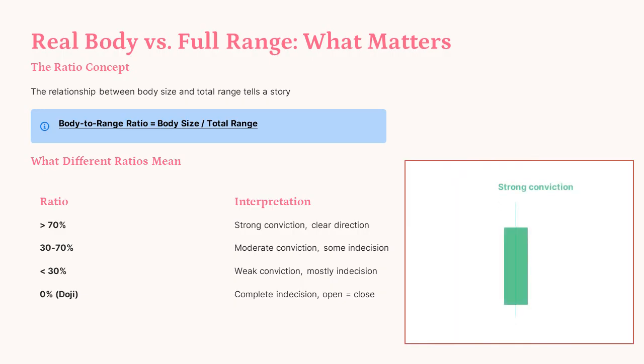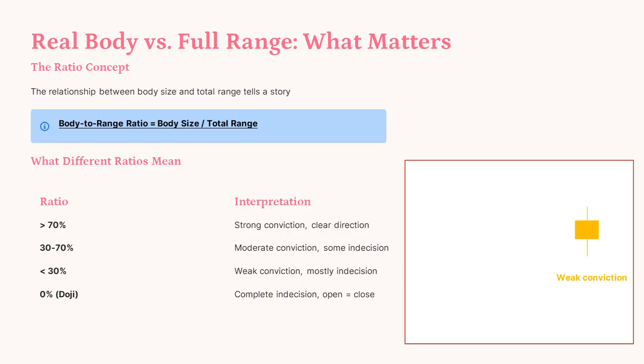A high ratio, above 70%, means the body takes up most of the candle. This shows strong conviction. The winning side controlled price for most of the period. There was little rejection. A moderate ratio, 30% to 70%, means the body is a significant but not dominant part of the candle. There was some indecision or rejection, but one side still won. A low ratio, below 30%, means the body is small relative to the range. The losing side pushed price significantly at some point, even though they ultimately lost.